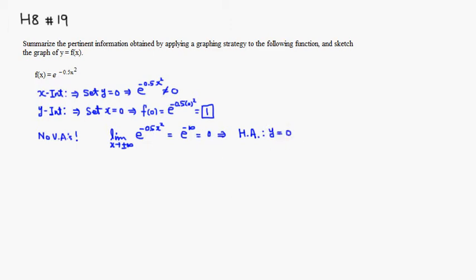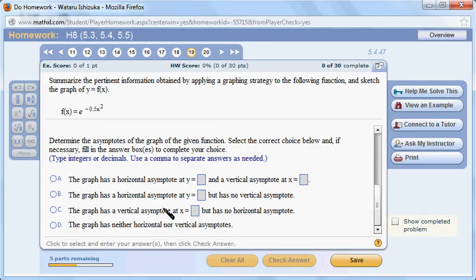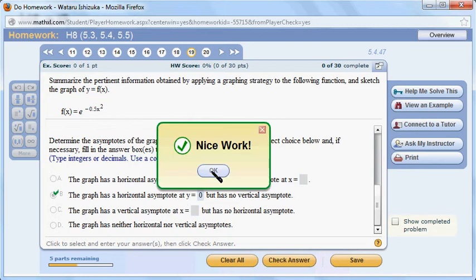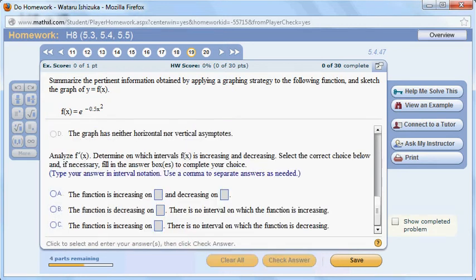So let's type it in. There's no vertical asymptote, and the horizontal asymptote is y equals 0. So we have that. We got it, and continue.